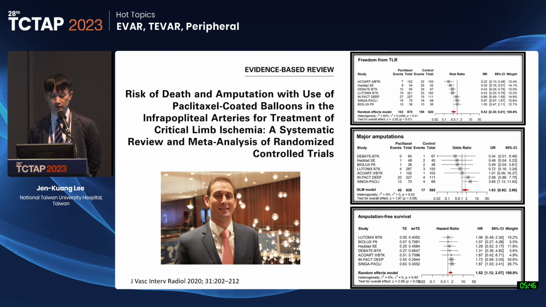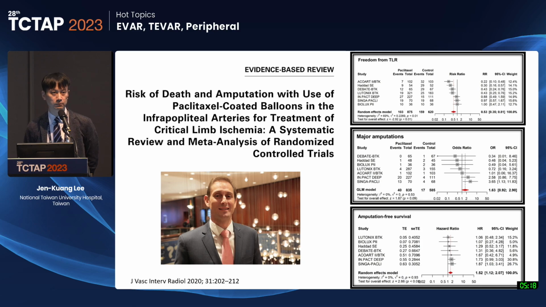This is the study that concluded a lot of clinical trials or core studies on DCB in below the knee. As you can see, maybe for freedom from TLR there's a little improvement compared to PTA alone. But for major amputation and amputation-free survival, that's equal to PTA.